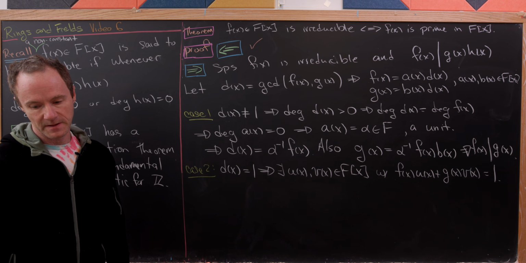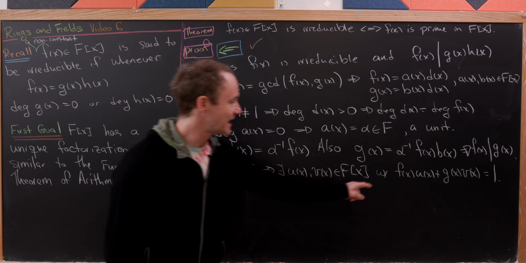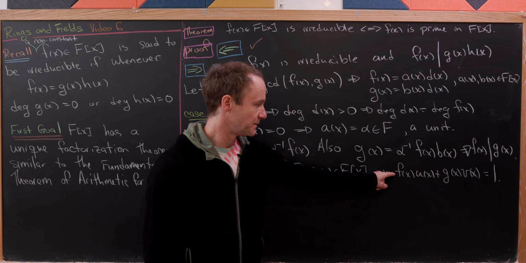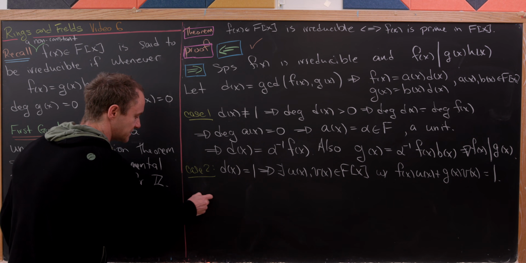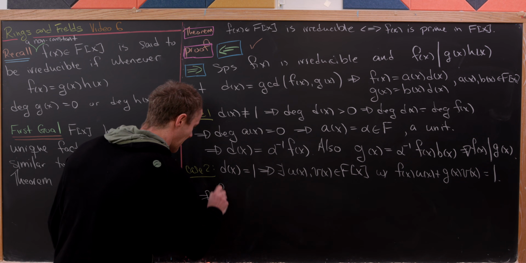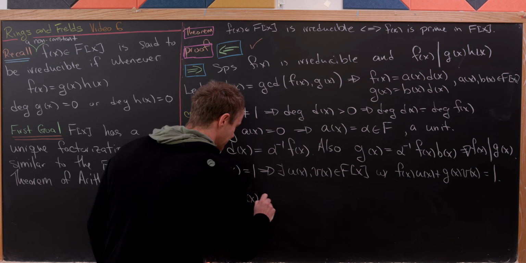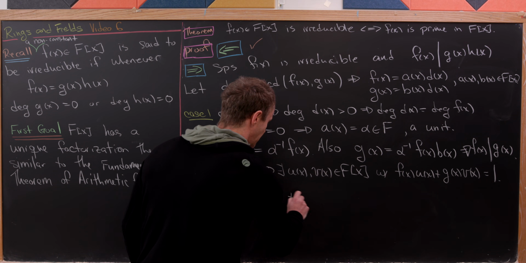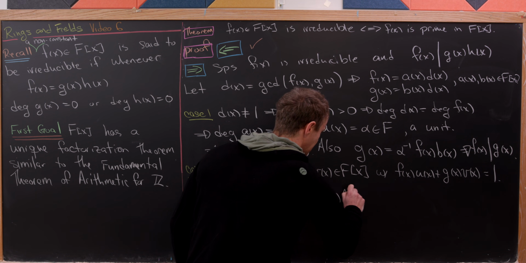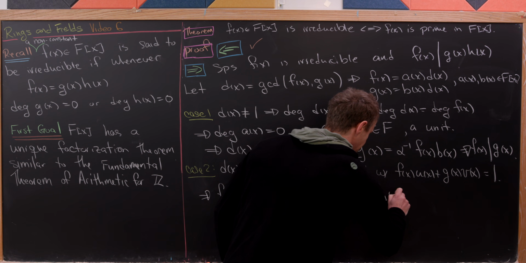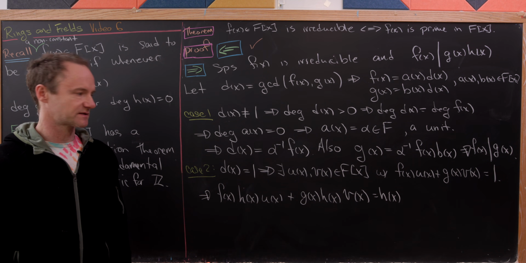Okay, good. Now what I want to do is take this right here and multiply it by h of x. So let's see what that leaves us with. We'll have f of x times h of x times u of x plus g of x times h of x times v of x equals h of x. So again, we just multiplied that equation by h of x.